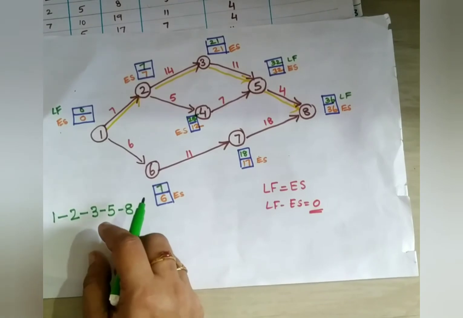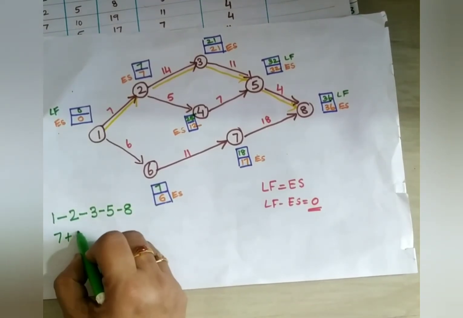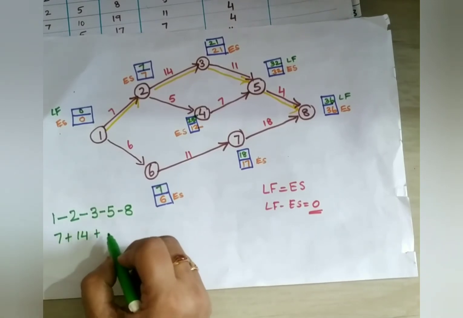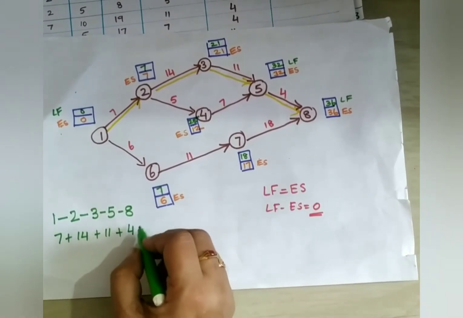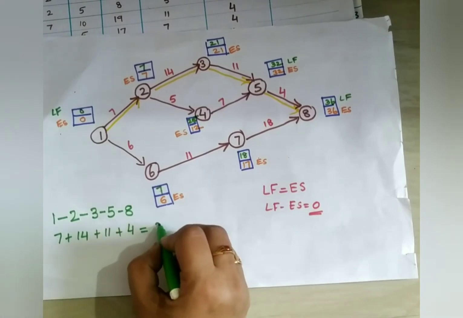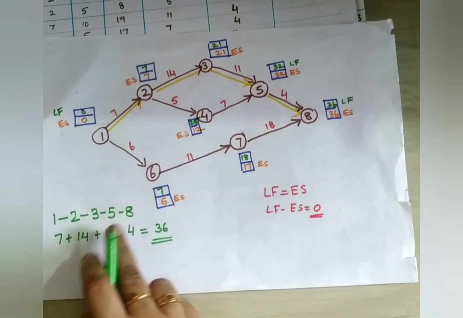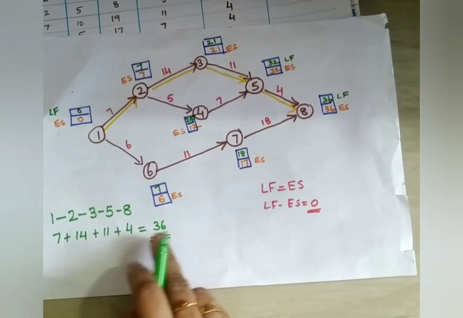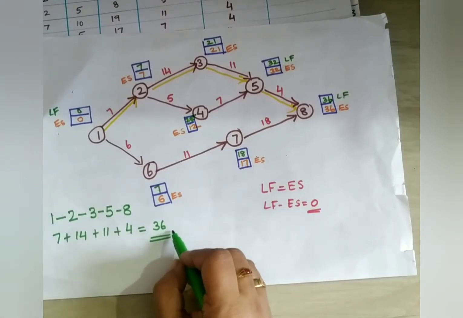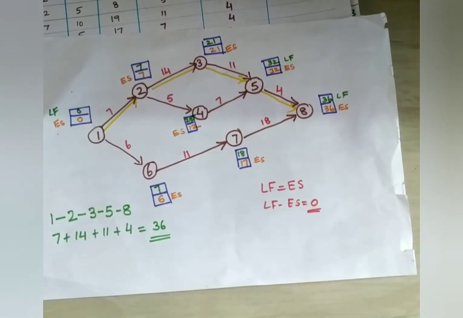And the critical path timings, what is the critical path length? 7 plus 14 plus 11 plus 4. What is that? 36. Okay, this is your critical path length, and this is your critical path in weeks. We can tell duration. Expected project duration is 36. Okay, we will write in a new sheet.